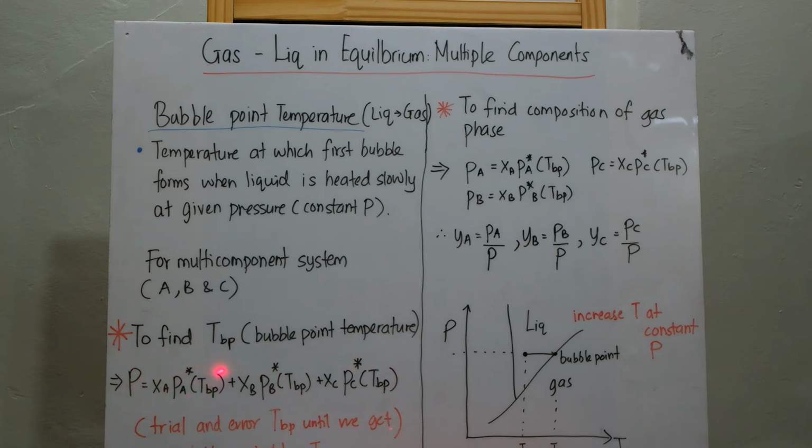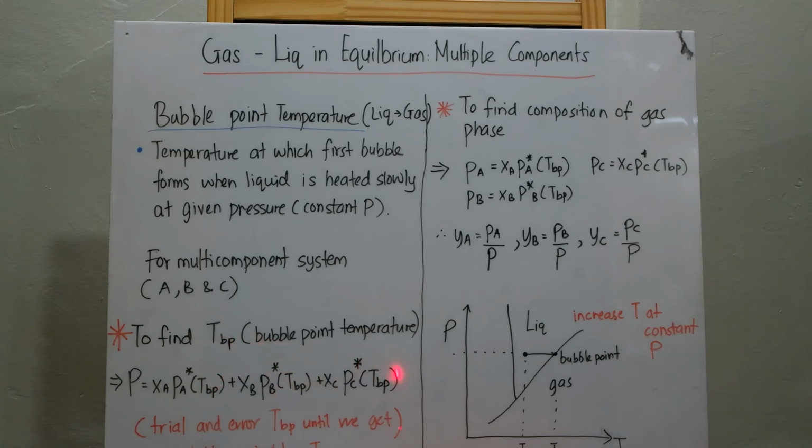This is how we find the T bubble point, where we use this equation. It's not boiling point, yes. From liquid changing to gas, it is called in our mass balance class a bubble point temperature. So to find this bubble point temperature, we have to use this equation. This is for A, this is for B, and for C. So you have to guess what your temperature is.